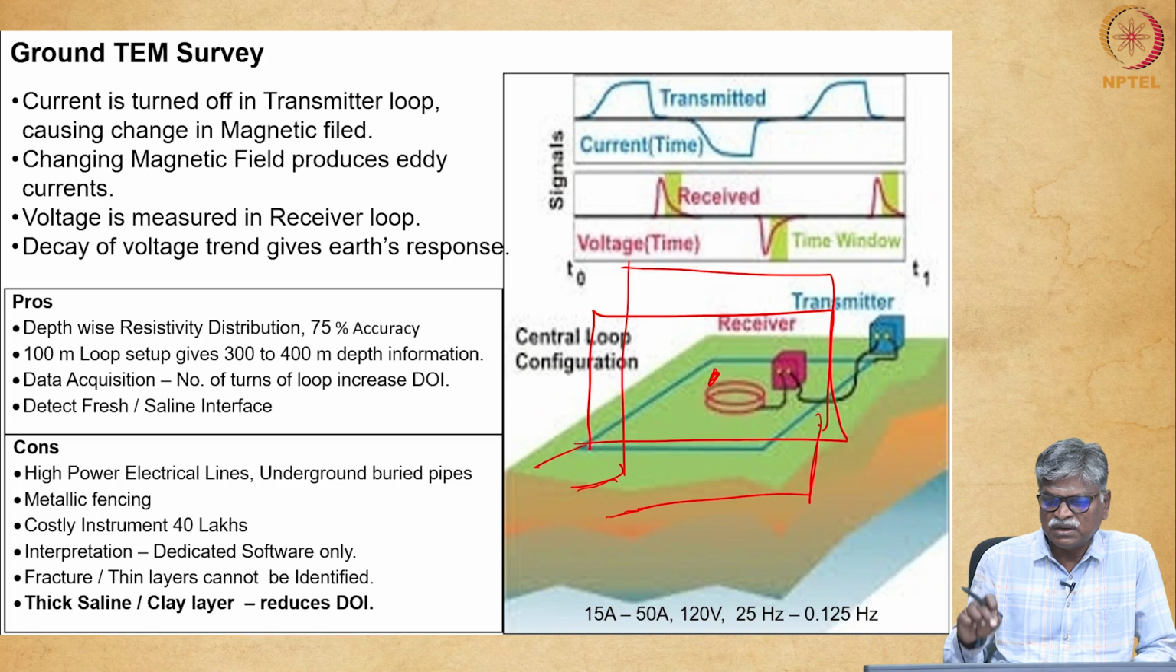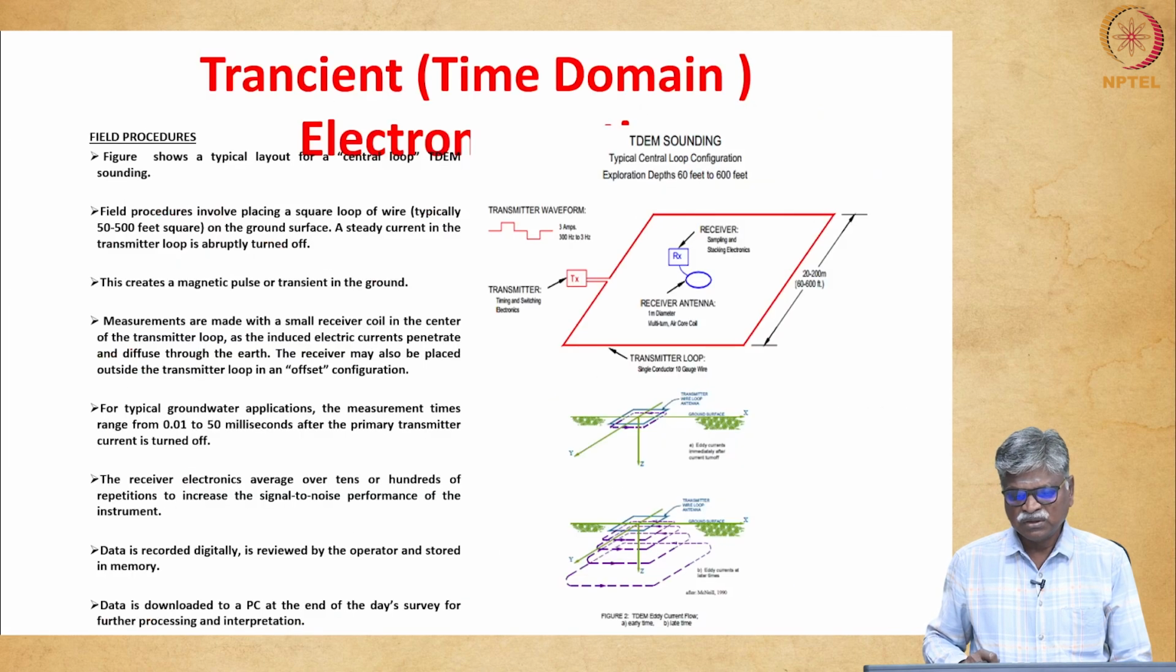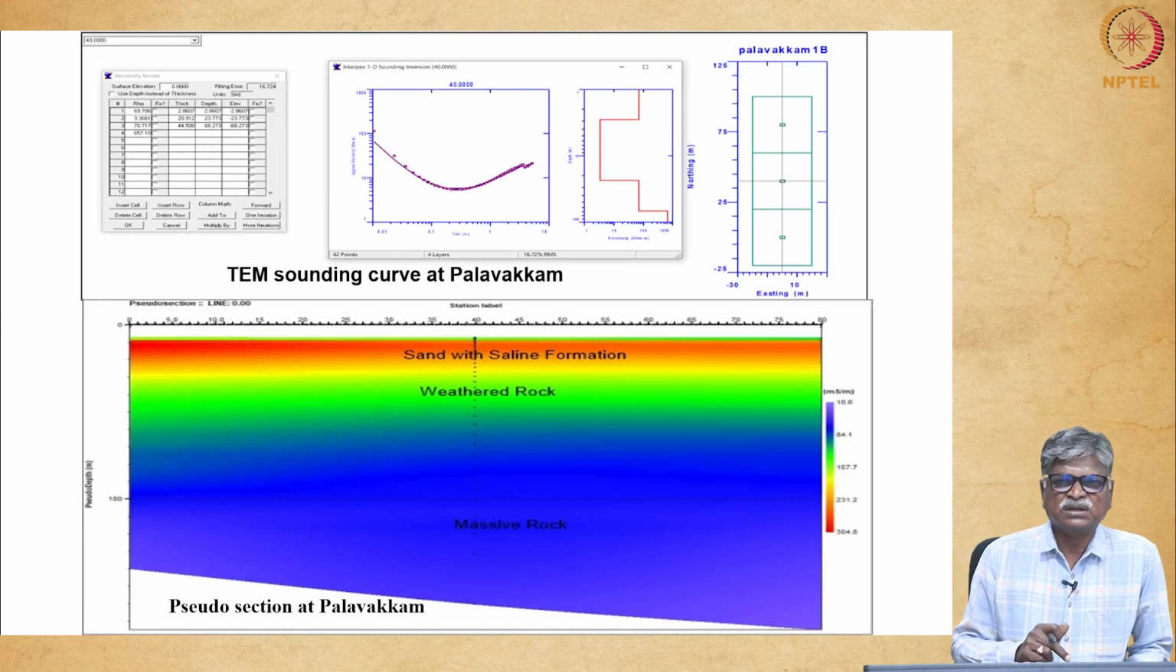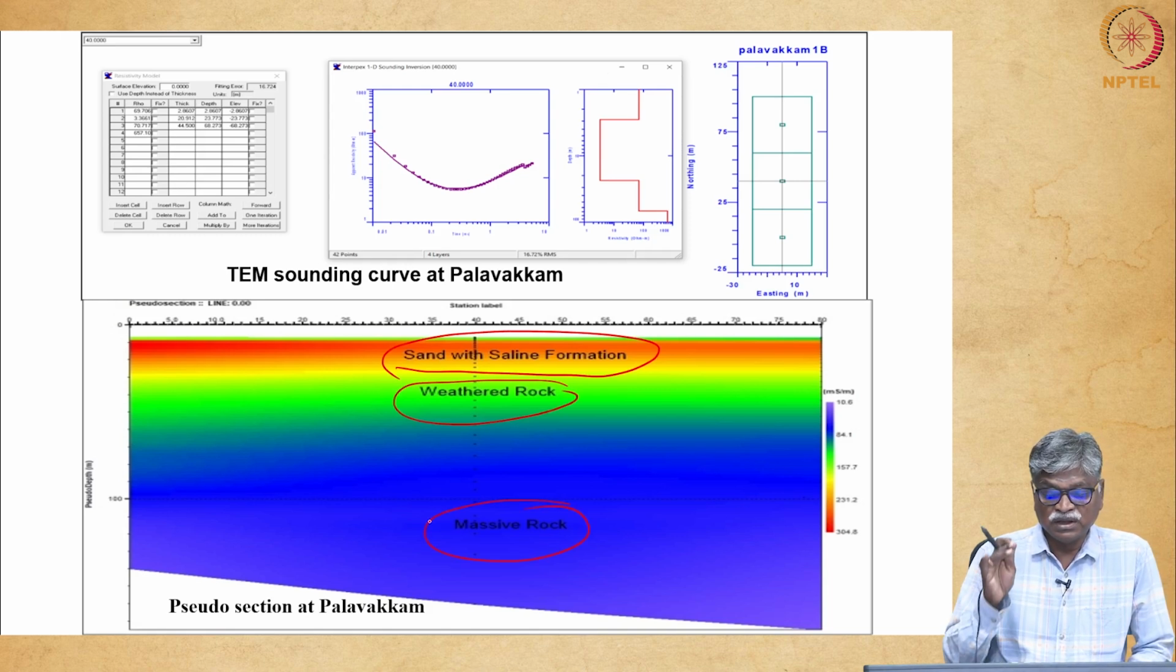This one is only the one on the ground. In one particular area we can put the loop, at 10 meters or whatever spacing is there. The first loop and the second loop you can shift by 5 meters or 10 meters, the third loop you can shift by 5 or 10 meters. If you keep shifting, you will get this type of pseudo section. From that you see the top is saline formation, then the weathering, then the massive rock. This type of imaging you will get.